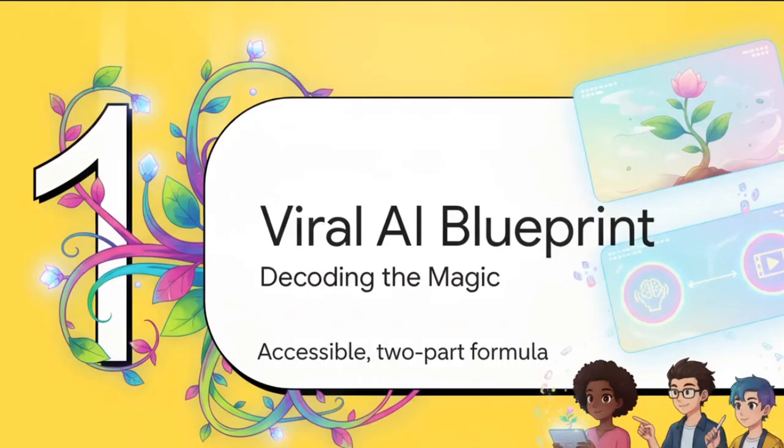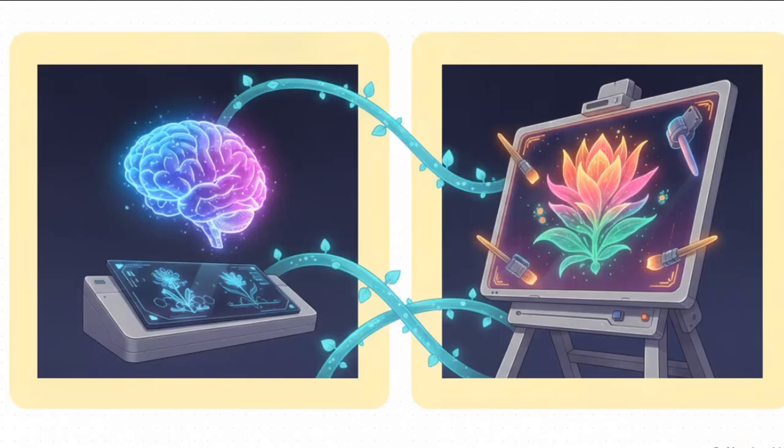Section 1. The Viral AI Blueprint, Decoding the Magic. So the really crucial thing to grasp right off the bat is how we're dividing up the work between these AI tools. On one side of the equation, we have ChatGPT, which acts as your brain for the ideation and the prompts. On the other side, we have the Google Flow website. Think of this as your canvas and your engine. It's what actually generates the images and animations based on those instructions ChatGPT just wrote for you. By keeping these two roles totally separate, the whole workflow becomes incredibly streamlined.